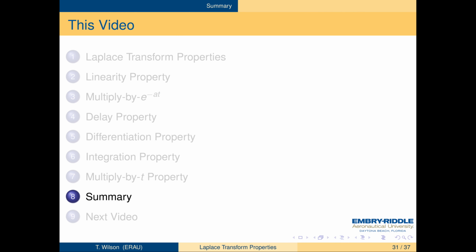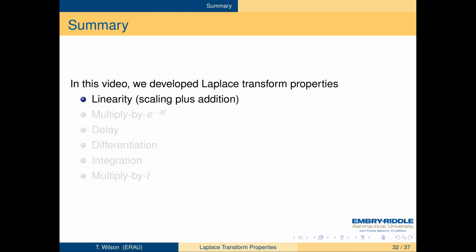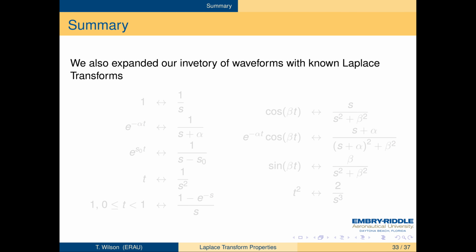Summary. To summarize, in this video, we developed several well-known Laplace transform properties, including the linearity property, the multiply by e to the minus alpha t property, the delay property, the differentiation property, the integration property, and the multiply by t property. We also used the properties to expand our inventory of waveforms that we know the Laplace transform of, from the set shown on the left that we derived in the previous video to the ones shown on the right.